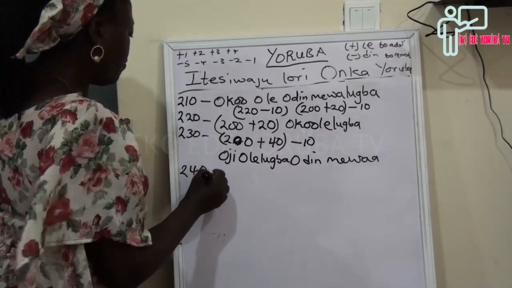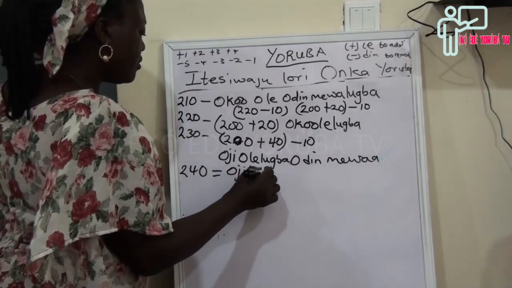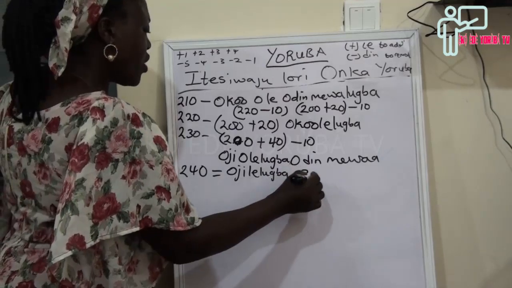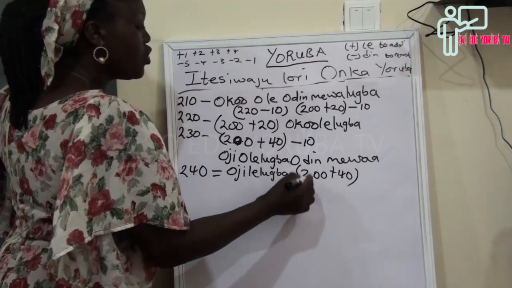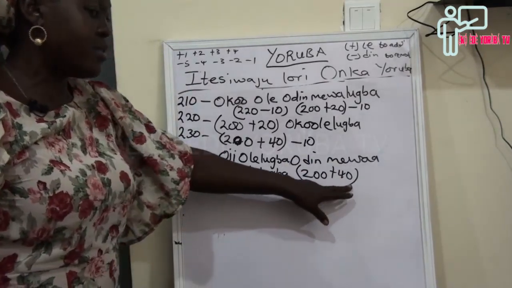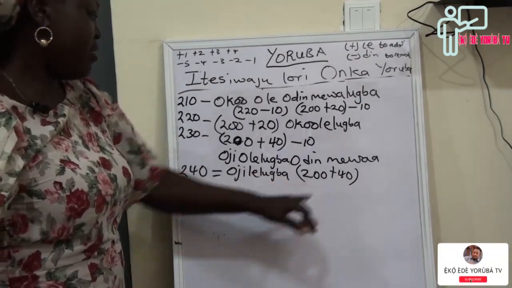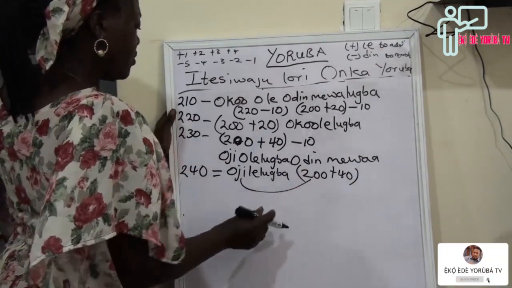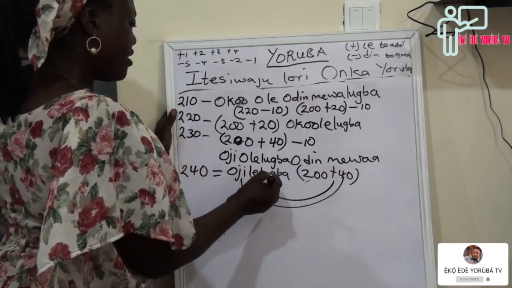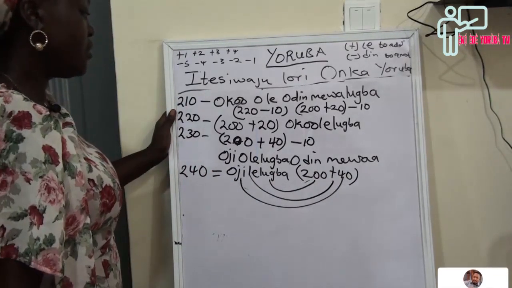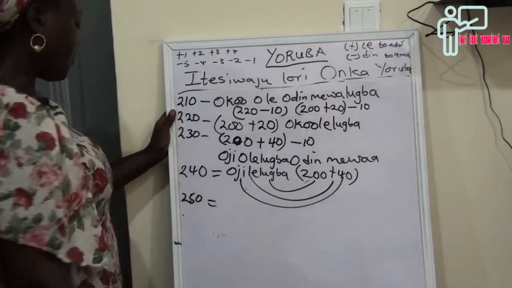Now 240 will now be òjì-lé-lúgba. That is 200 plus 40. Òjì-lé-lúgba. So you can see it now. Now 250. What is 50?